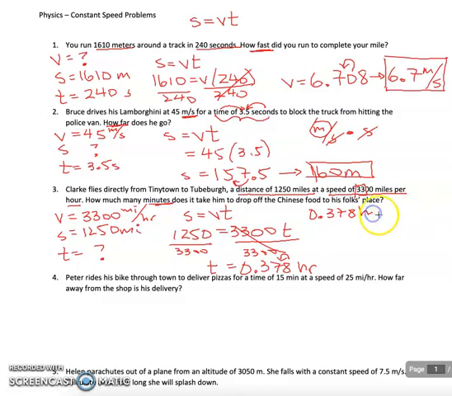0.378 hours. And we're going to need to go to minutes, which makes hours on the bottom. So we have hours on the top of the fraction, hours on the bottom of the fraction. So 1 and 60. So multiply that guy by 60. I'm going to get 22.68.